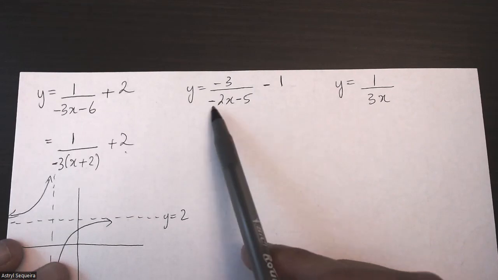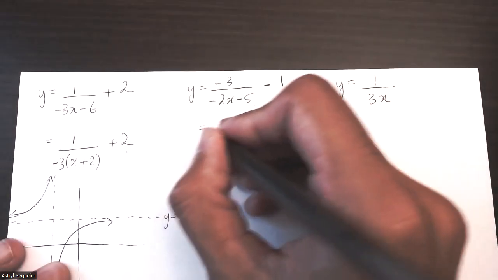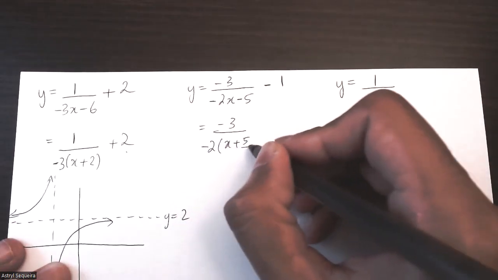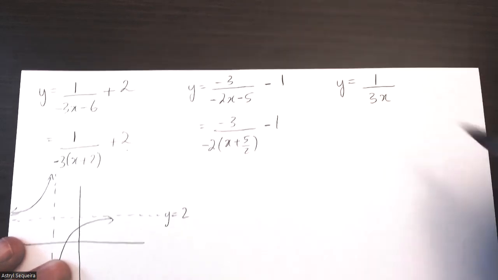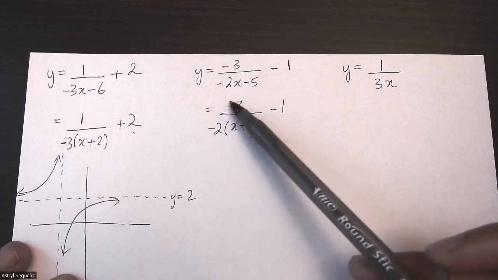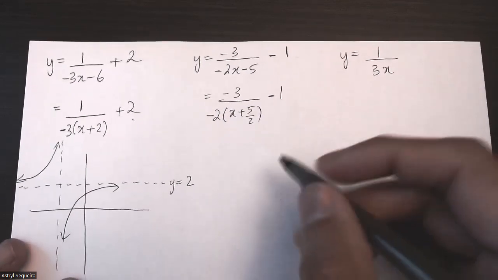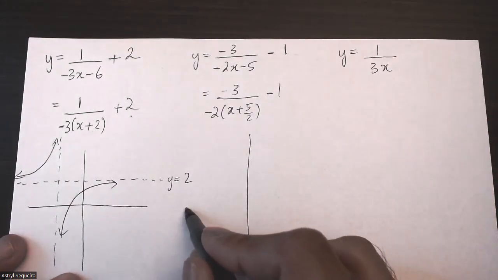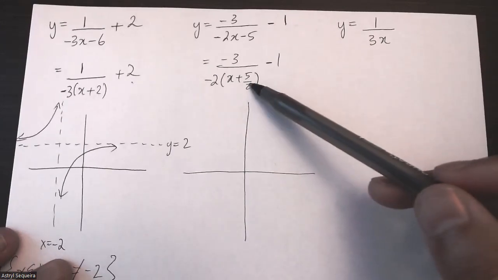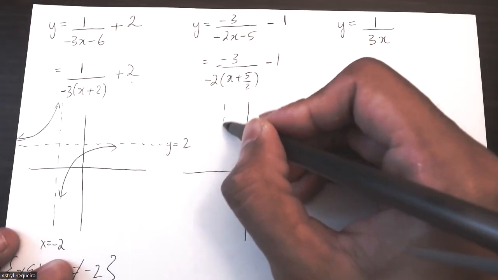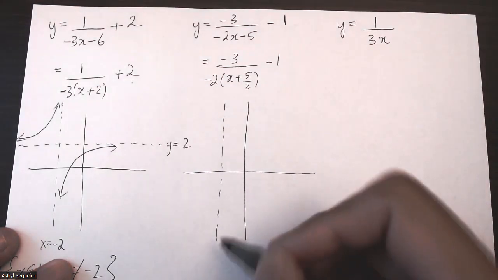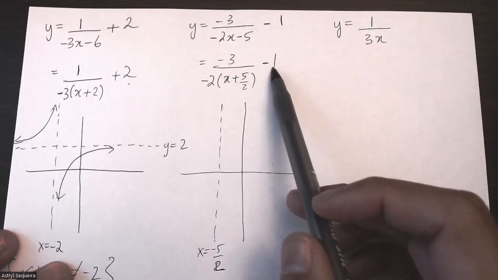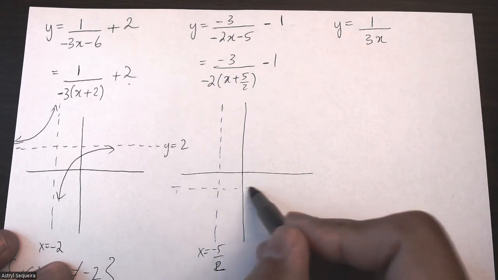Let's go to the fifth one here. Again, we've got to simplify the bottom there. So -3 over -2 x plus 5 over 2, minus 1. Now, technically speaking, you could cancel these two negatives. It's not wrong, but we're not going to cancel it out because typically they don't want you to do that in these types of questions. So mathematically speaking, that is a possibility. A vertical asymptote is at -5 over 2 for x. And my horizontal asymptote is at -1 for y.